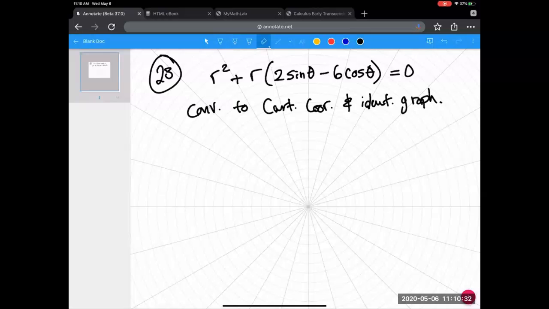Professor, what does that say? The question says convert to Cartesian coordinates, and identify the graph. Oh, okay, all right. We'll slide it there. Yeah, let me make it better.